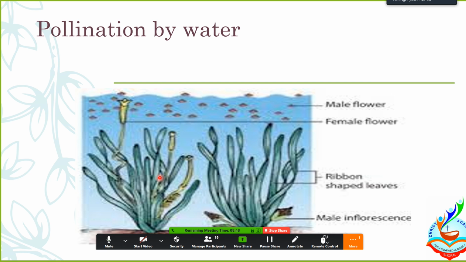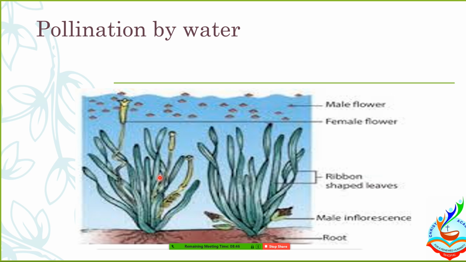In Vallisneria, male and female flowers are borne on separate plants and remain under the water. On maturing, male flowers get separated from the parent plant. At the same time, female flowers float on the surface of the water. These are the male flowers, and this is the female flower. It also floats on the surface of the water.